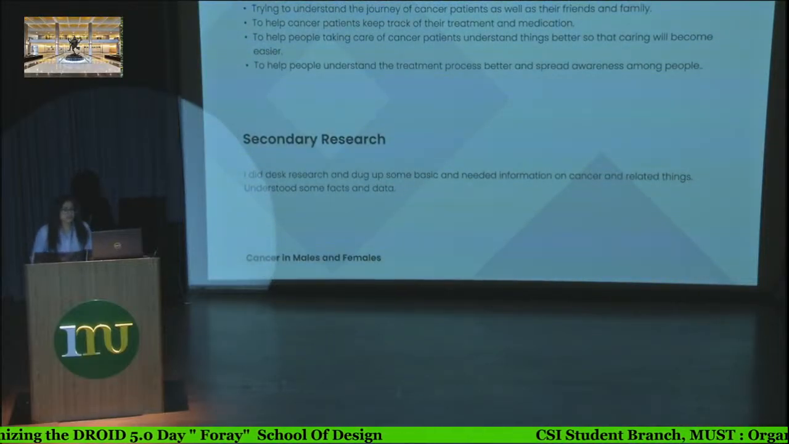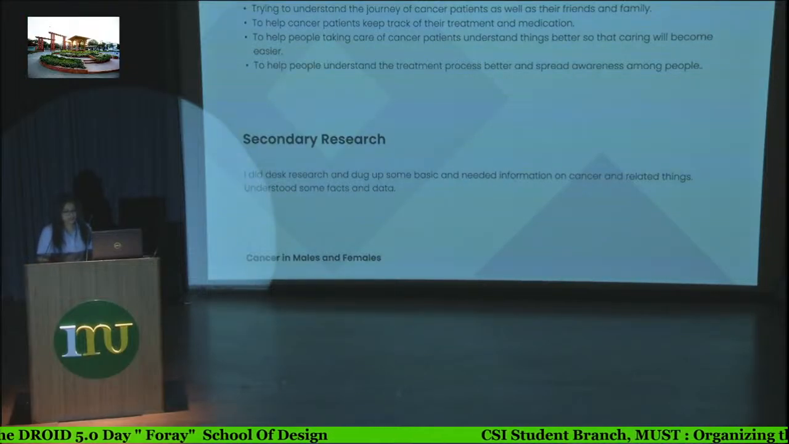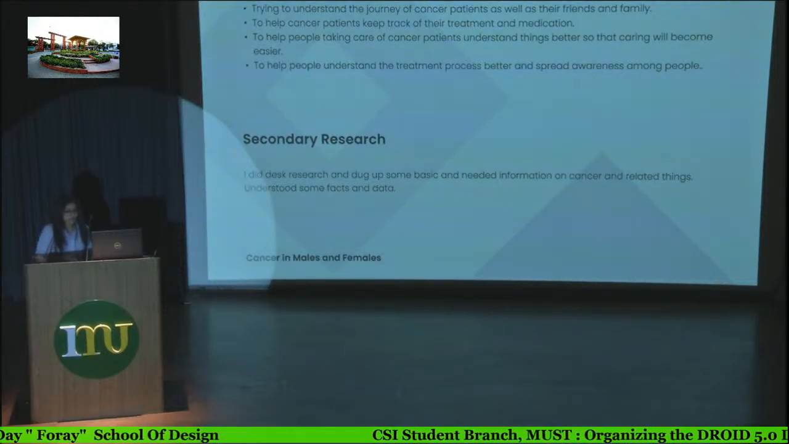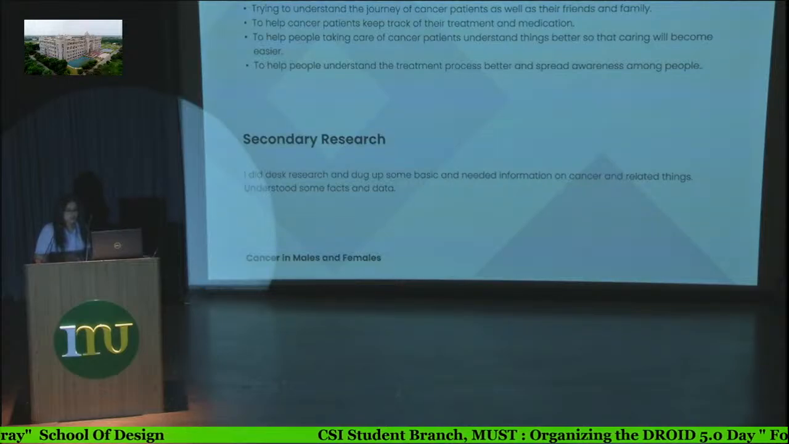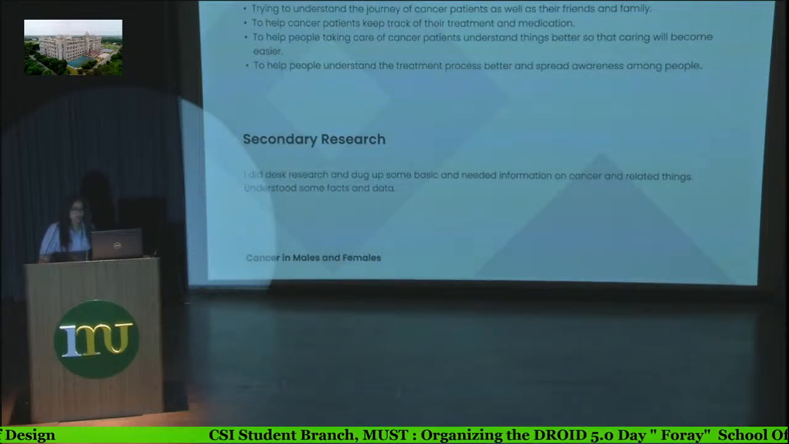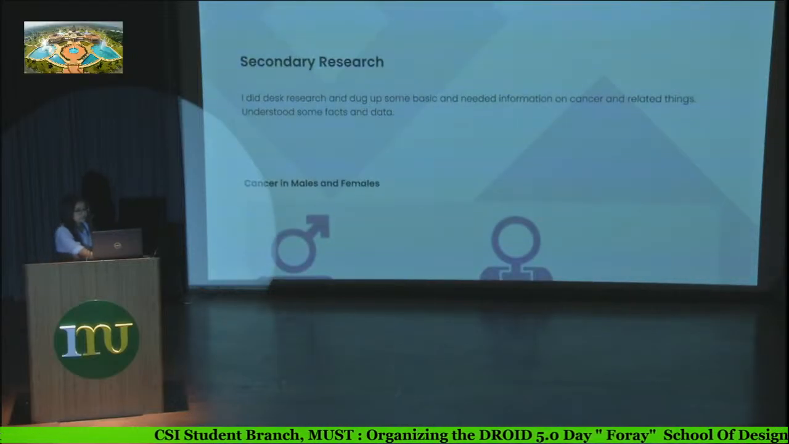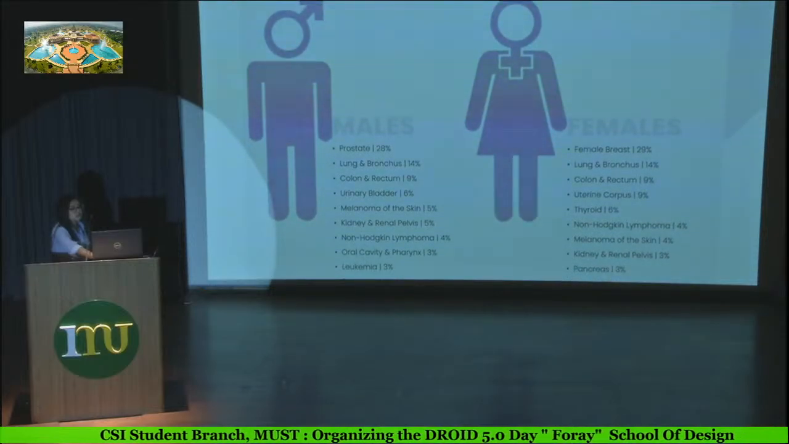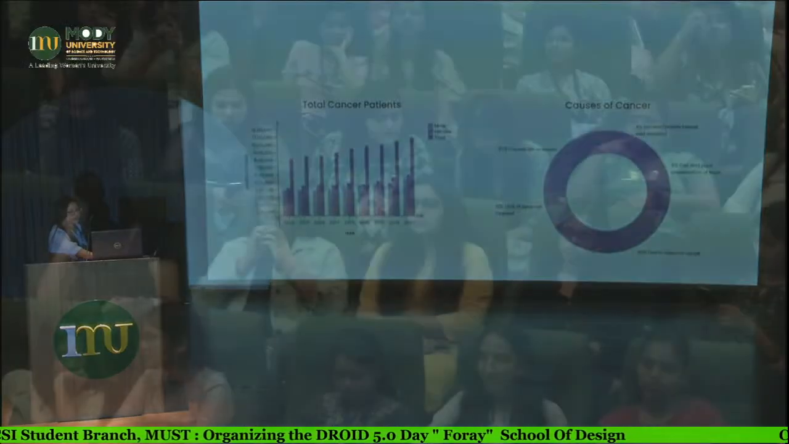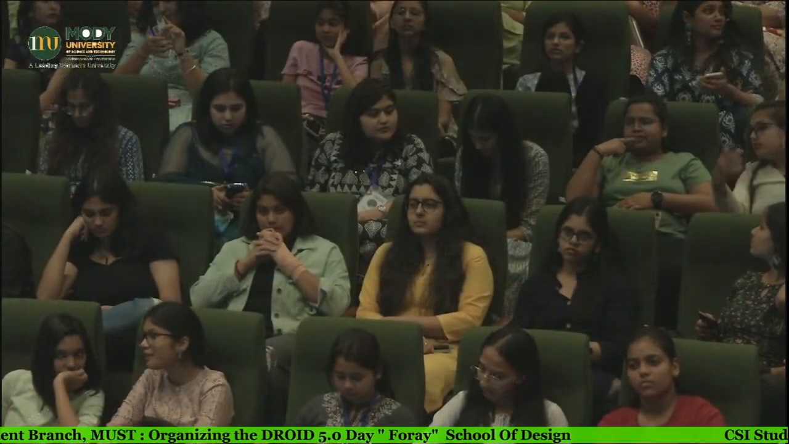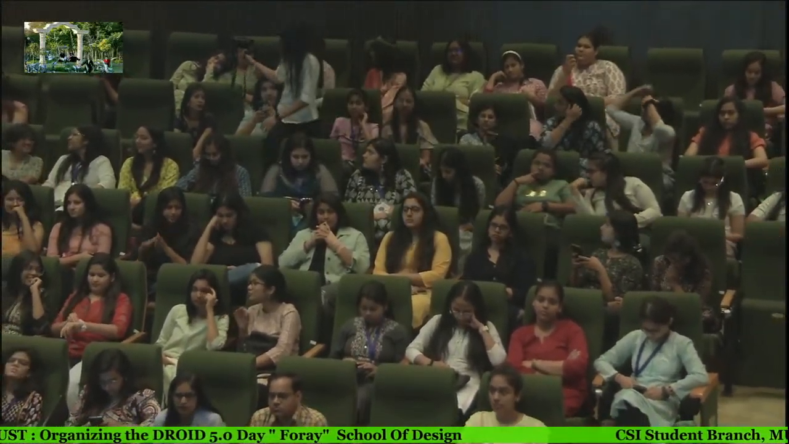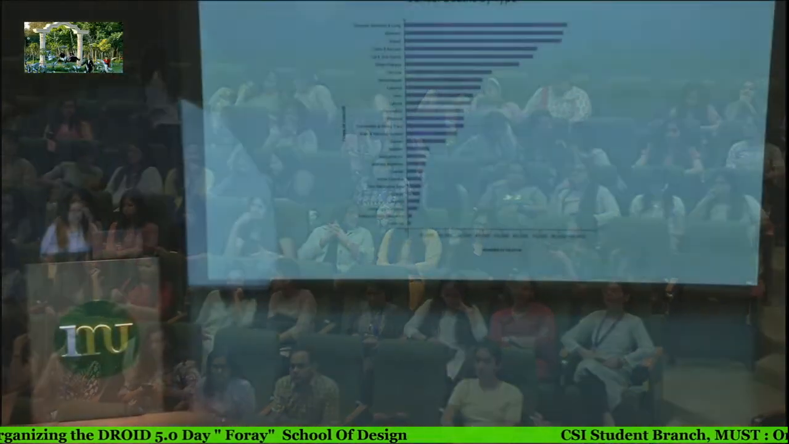With the secondary research, I started off with some basic desk research to get an idea of the whole topic and what cancer is, what causes cancer, how it spreads, and apart from that, a few statistical data like the deaths of cancer and all of that. As we can see below, these are some of the most common cancers in males and females, and these are the total number of cancer patients, the various causes of cancer, and how many deaths are caused per year for each kind of cancer.